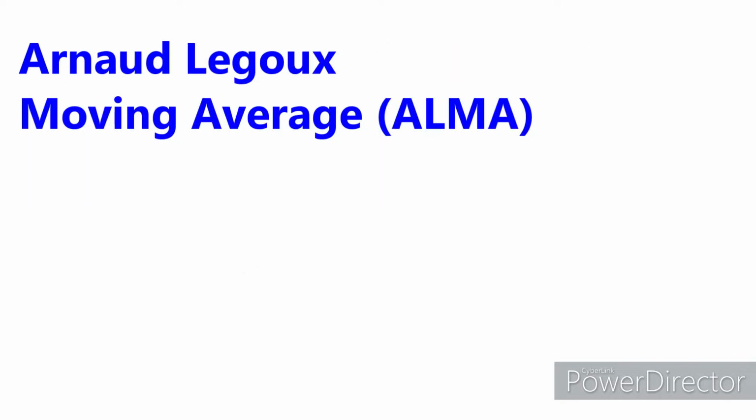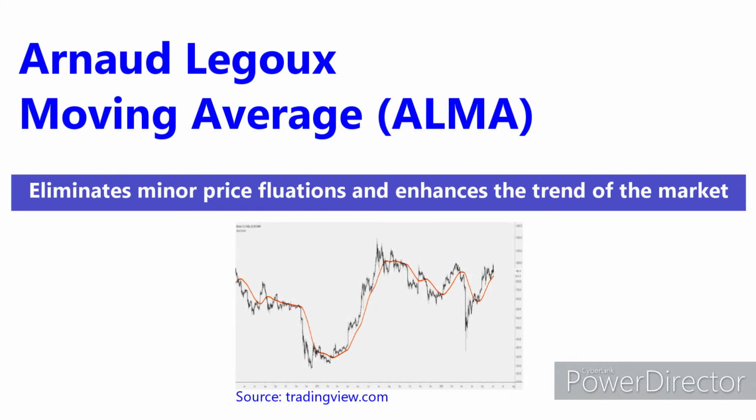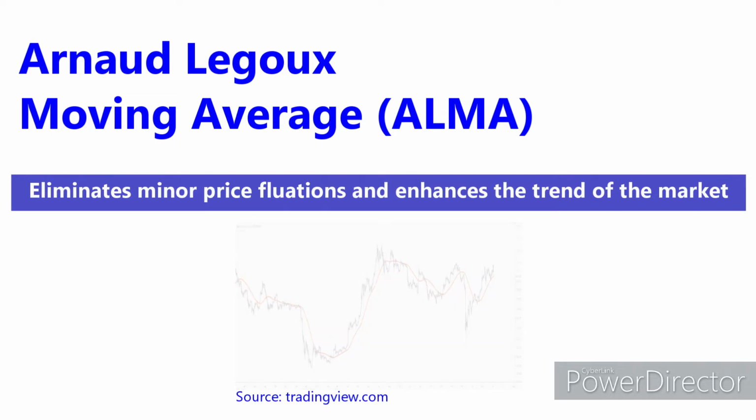Now onto the Arnault-Legault Moving Average, or ALMA. This indicator eliminates minor price fluctuations and enhances the trend of the market, or basically makes a simple chart that represents the general movement of the main trend line. As you can see in the example below, the ALMA line, which is the smoother line over the trend line, shows the general idea without the added noise of retracements, which will be discussed later.